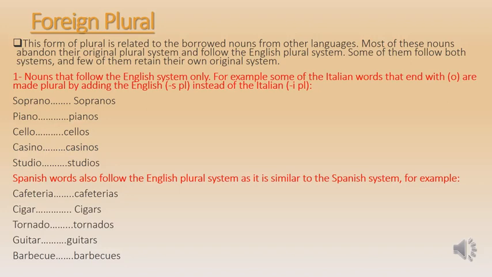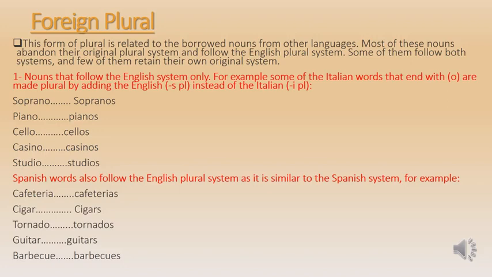For example, the word soprano is a word that is borrowed from the Italian language into English. This word is made plural by adding S plural, sopranos. In the original Italian language, they make it plural by deleting the O and adding the I, so it becomes soprani. But when it is borrowed into English, the only way to make it plural is by adding the S plural, sopranos.